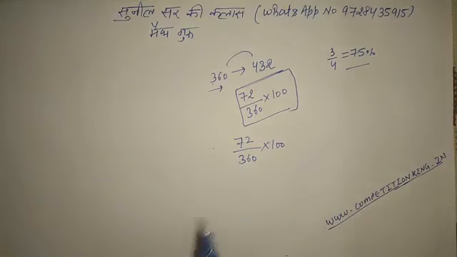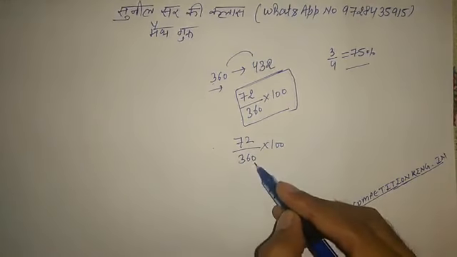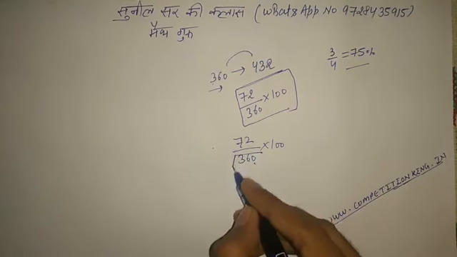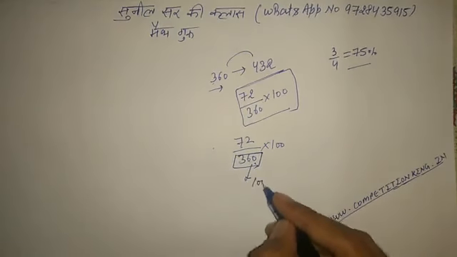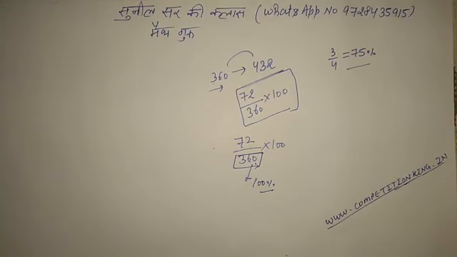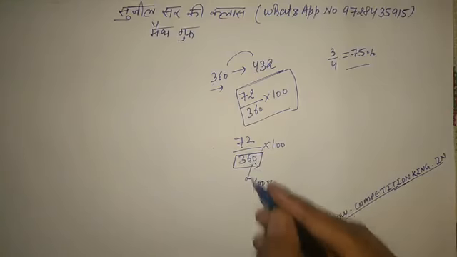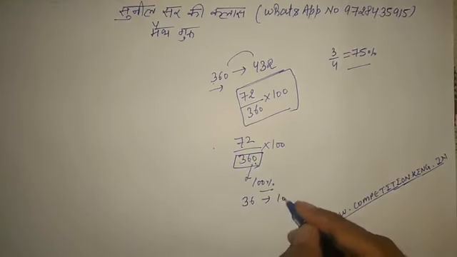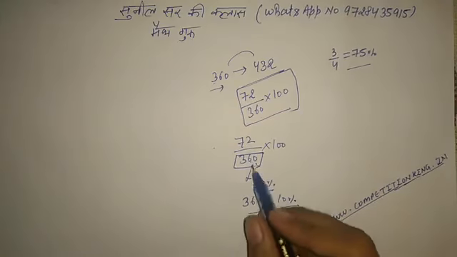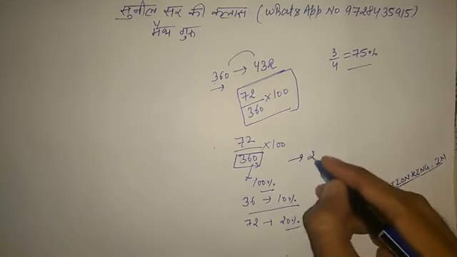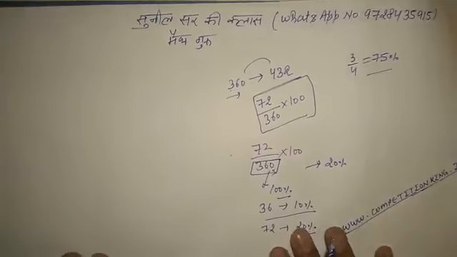How to calculate this? Now after seeing this clearly, what does it mean? It means 72 is what percent of 360? Now to calculate this, I will always consider 360 as 100%. Now what do we have to calculate? 72 is what percent of 360? But we know 36 is 10% of 360, then 72 will become 20%. This is the answer.